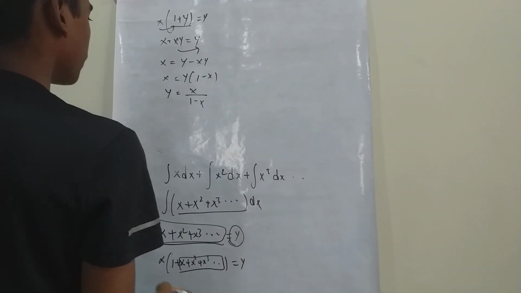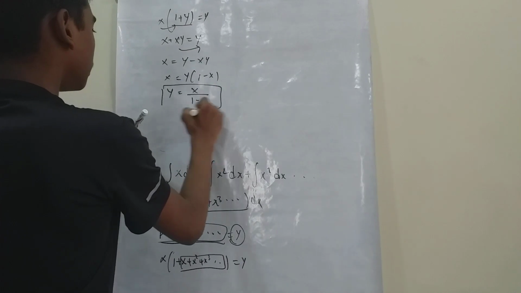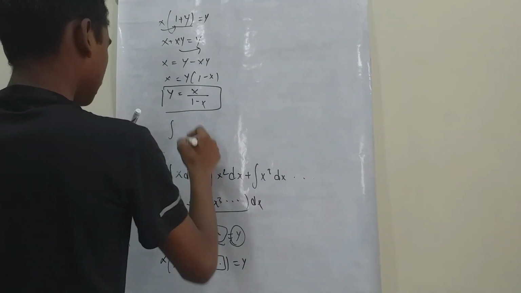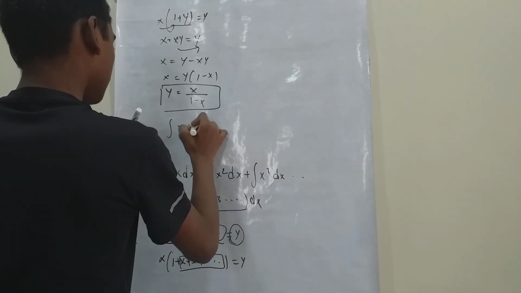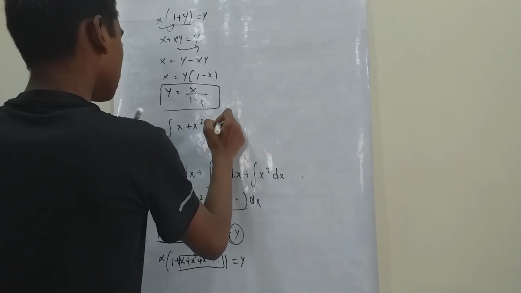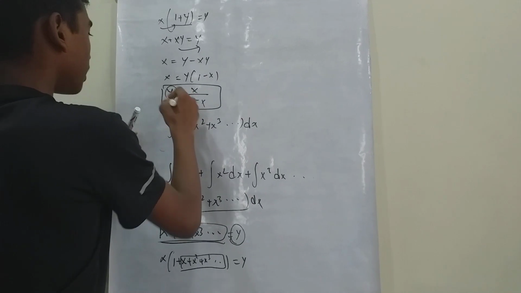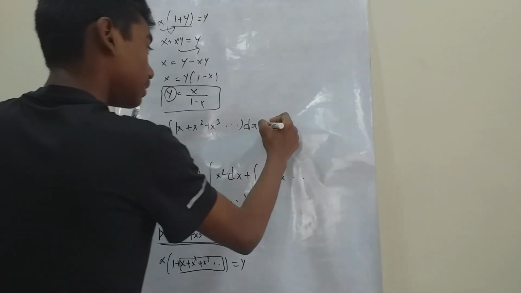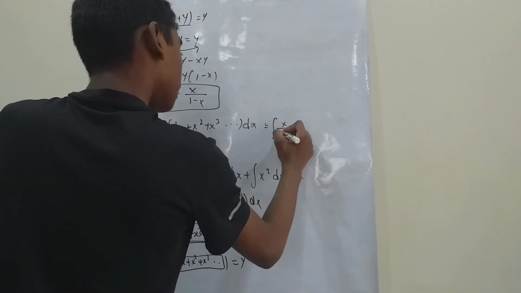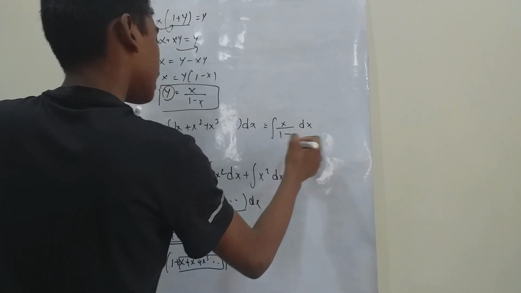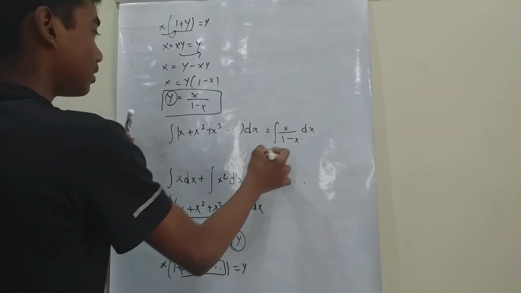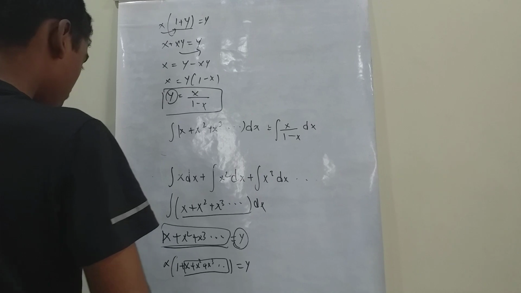Now we got it. So when we integrate that x plus x squared plus x cubed and so on, this is the same as y. We know that. So when I just integrate x divided by 1 minus x dx, I get the answer. But this is not a final step. We gotta do something else.